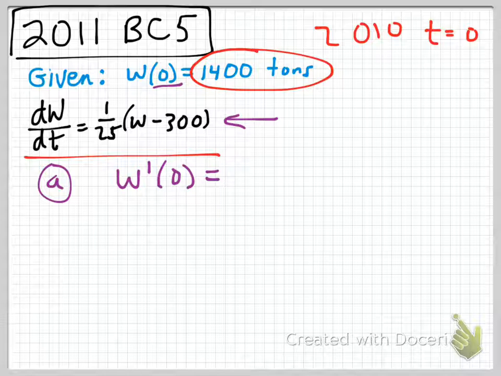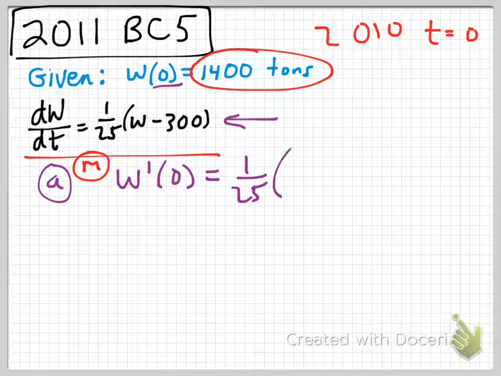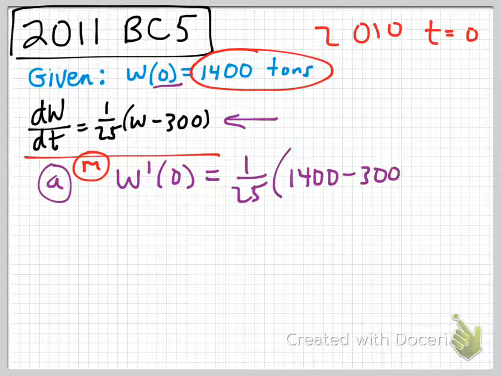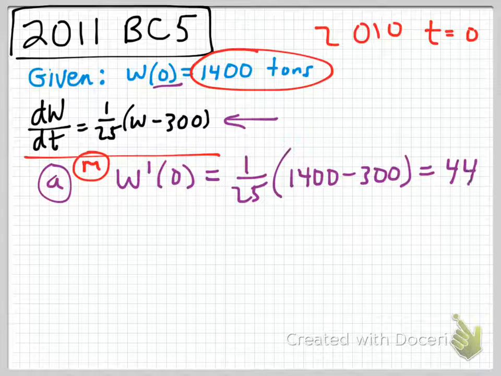Okay, so you can see the question. First I have to find the slope. And the slope at t equals 0 is W prime at 0. And so that's equal to 1 over 25 multiplied by W at 0, and W at 0 is 1,400, minus the 300, and that's 1,100 divided by 25, and that's 44. Okay, so that's the slope. So let's remember what we've got here, the slope here at 44.